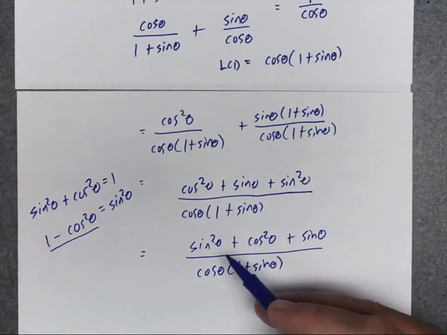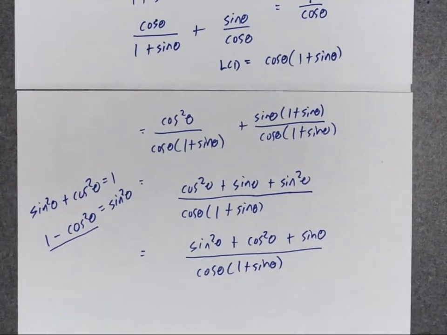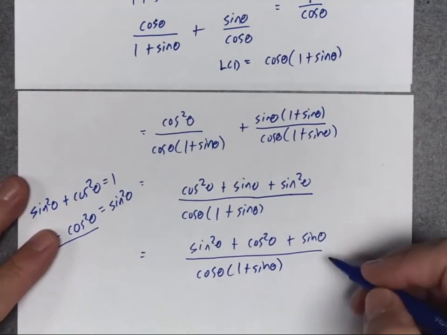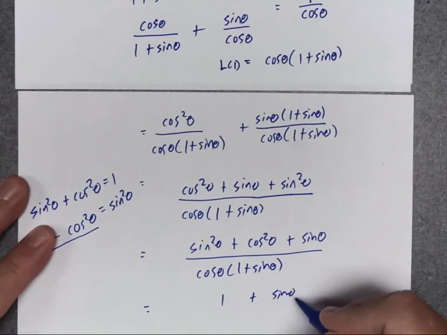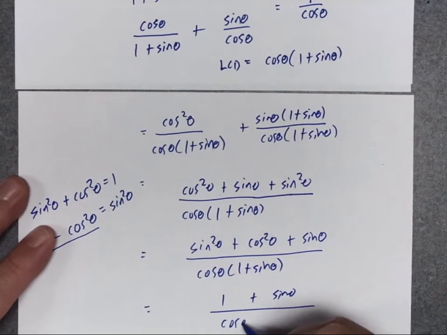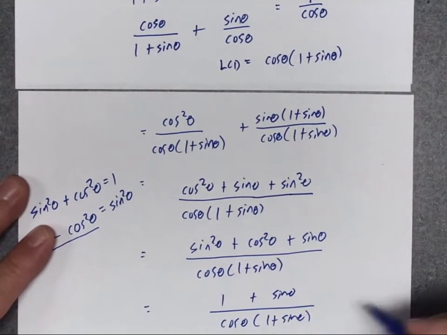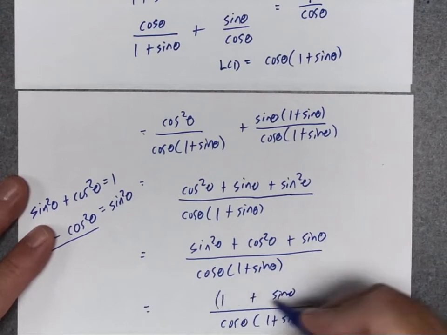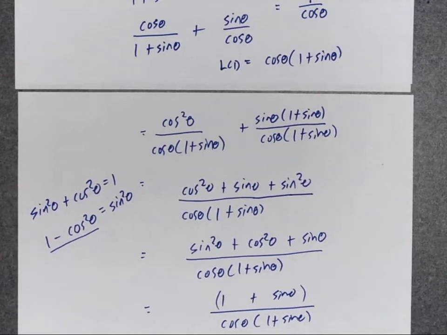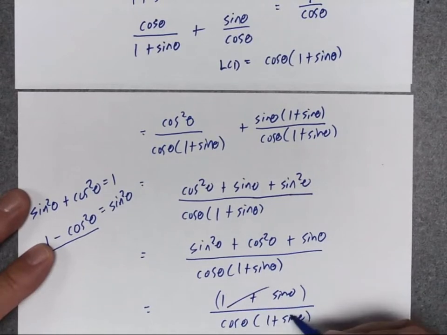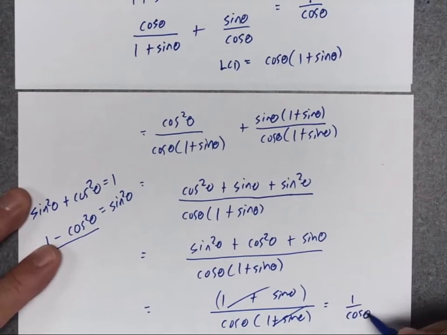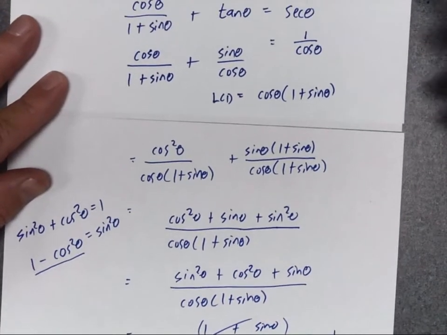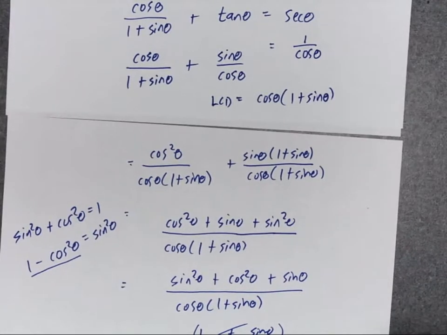Now look here. What I've got are these two, and this equals 1. So I replace this with 1 plus sine theta over cosine theta times 1 plus sine theta. And then I realize if I think of the whole numerator as this parenthesis, these cancel out. And I'm left with 1 over cosine theta. And if I look way back to the beginning of my problem, that's what I was trying to get.